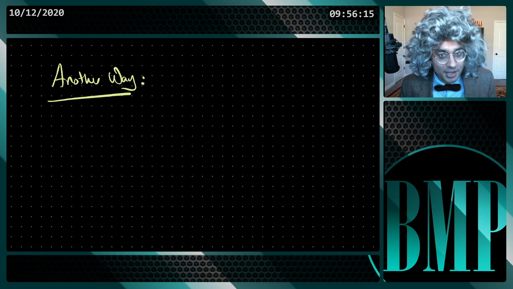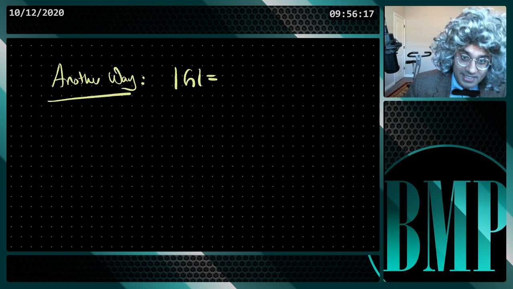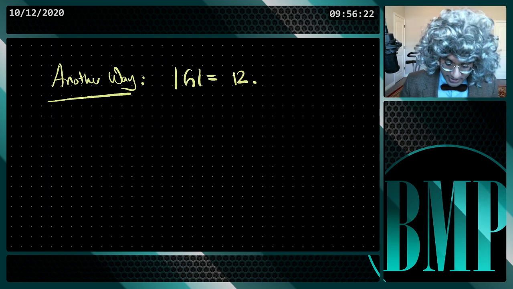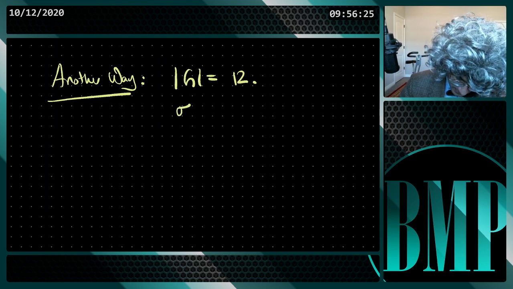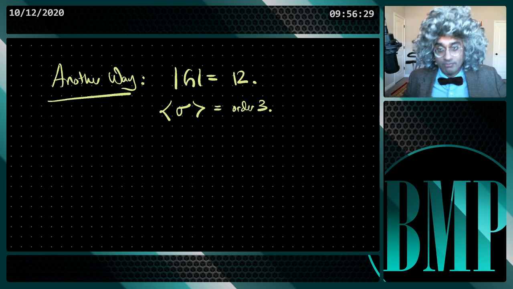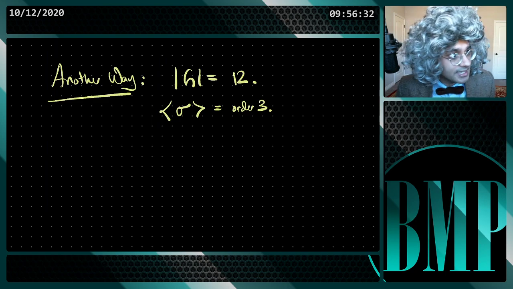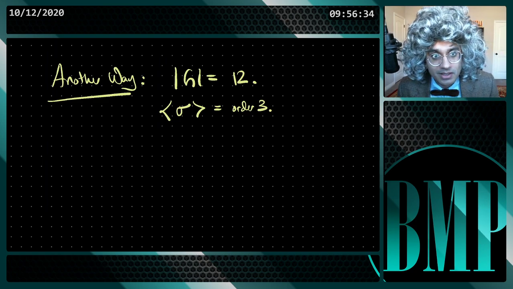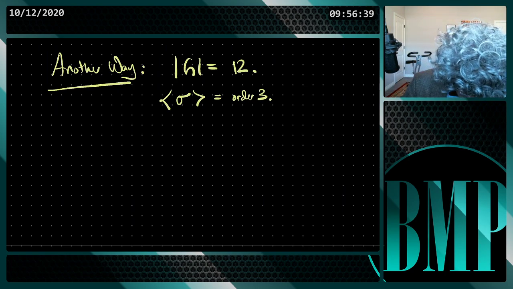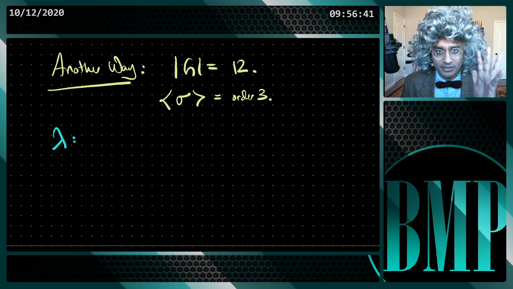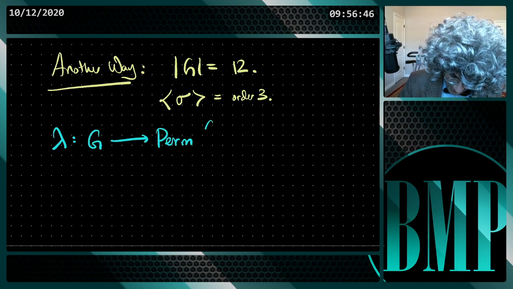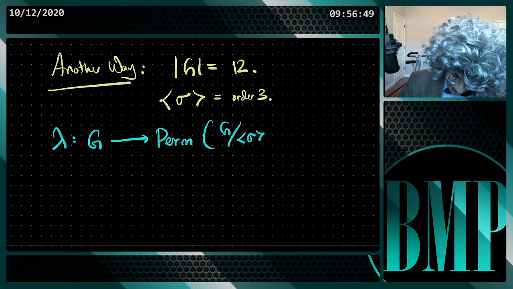Okay. So we have a group of size 12. Well, there is an element of order 3, so we have a cyclic subgroup of order 3. Consider the action of left translation, which I'll denote by lambda through this whole game, as permutations on the set of left cosets.